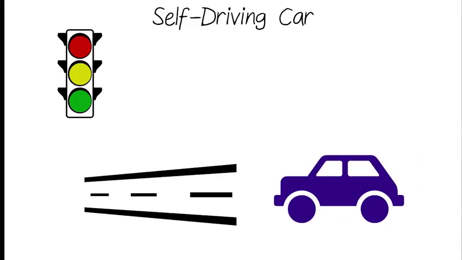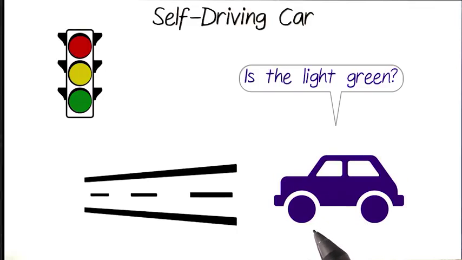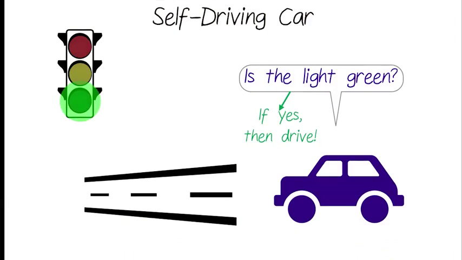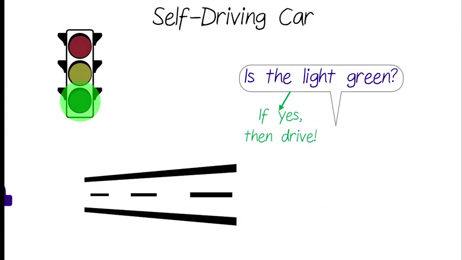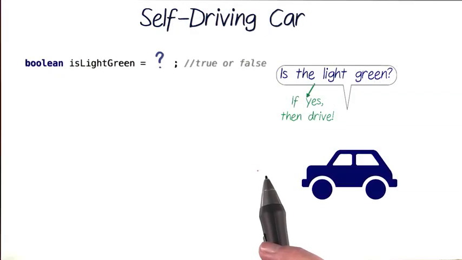Let's say we're programming a self-driving car, and the first thing we want it to be able to do is recognize a simple traffic light and use control flow to start driving when it sees a green light. We first need to know whether the light is green or not, and if it is, then we want to drive. So let's translate this into Java code.